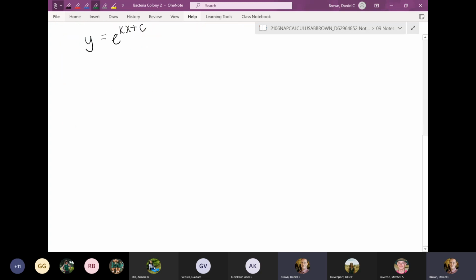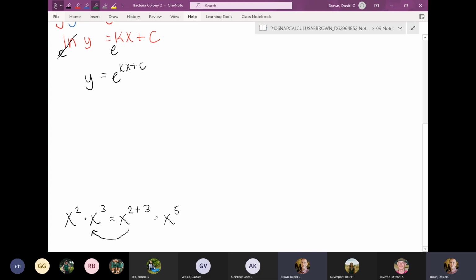I do want to remind you of some exponent rules. If you have x squared times x cubed, you know that's going to become x to the fifth because you add exponents when you're multiplying with the same base. That rule also works in reverse. So if you're adding inside the exponent, you can split that up using multiplication. So I'm actually going to use that rule to simplify this. And so I have y is equal to e to the kx times e to the c.